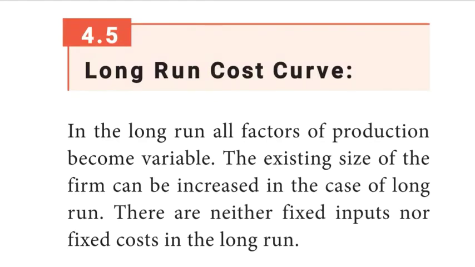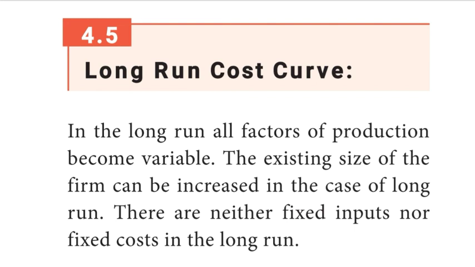Next, long run cost curve. In the long run, all factors are variable. Therefore, the firm can change the size of the plant, that is capital equipment, machinery, etc., to meet the changes in demand. A long run average cost curve depicts the functional relationship between output and the long run cost of production. In the long run, all factors of production become variable.